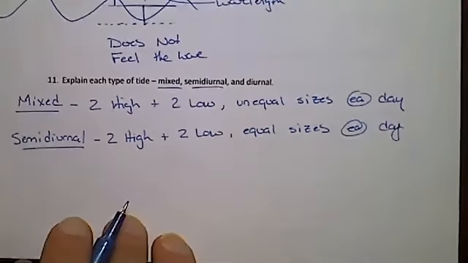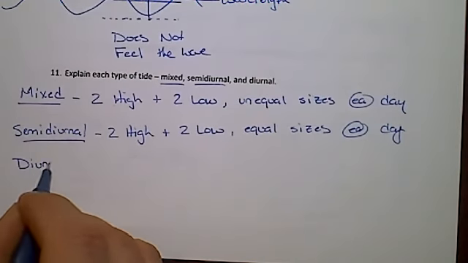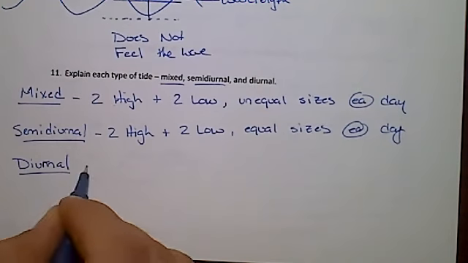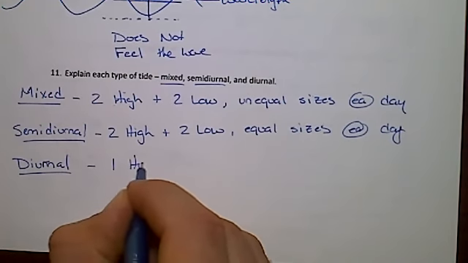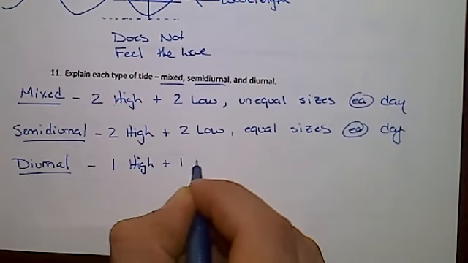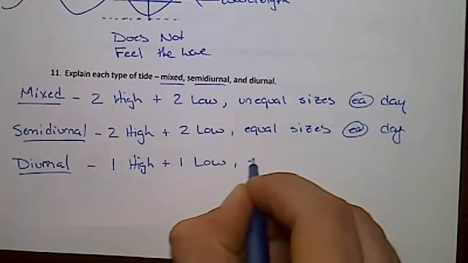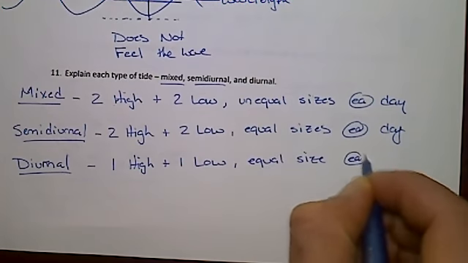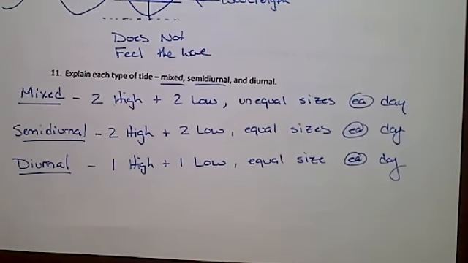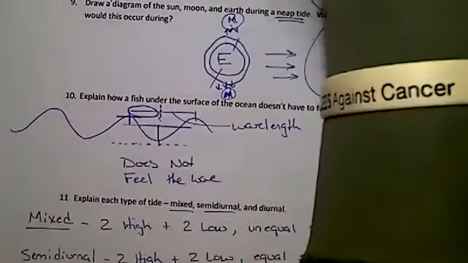And then finally, our diurnal, that is dealing with 1 high and 1 low, 1 high tide and 1 low tide, and those are both of equal size each day. So that is it for our review guide.